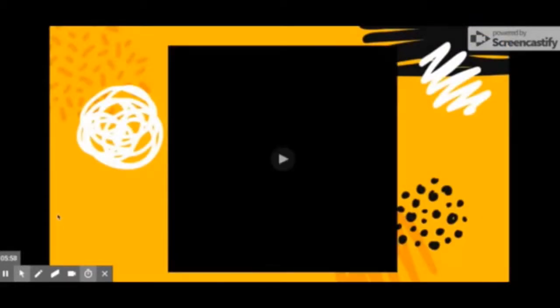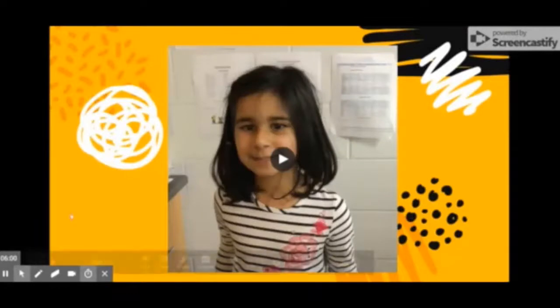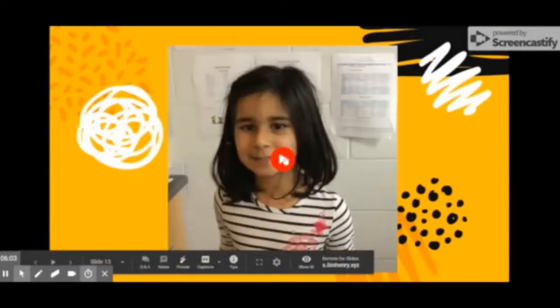process. So here I have a student that's going to explain to us her coding tower and her work, and then where she put this in the backpack.